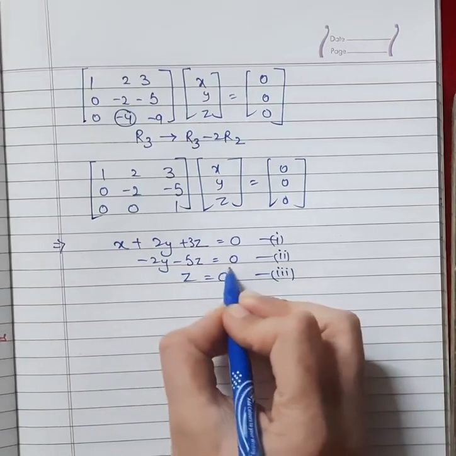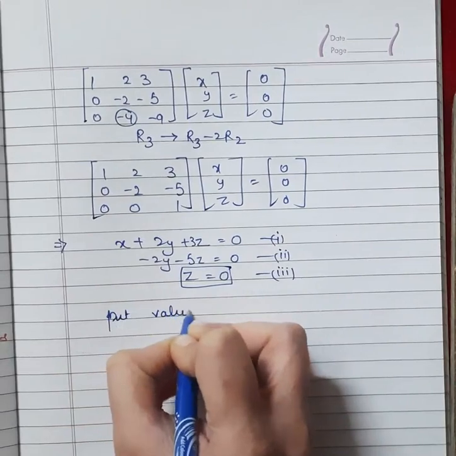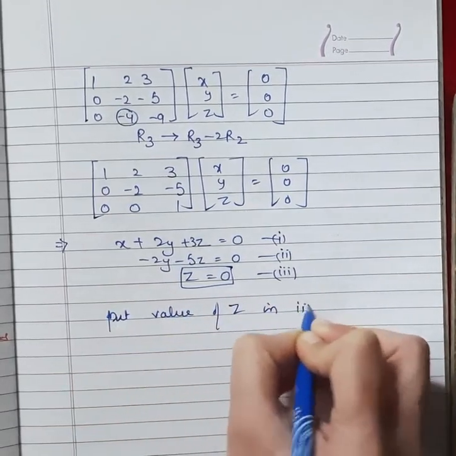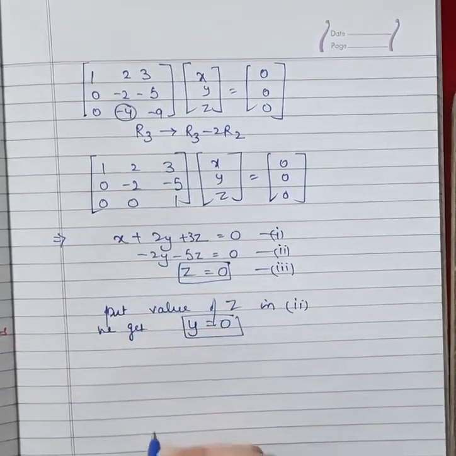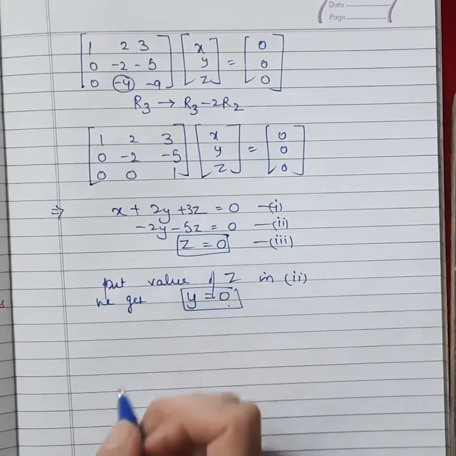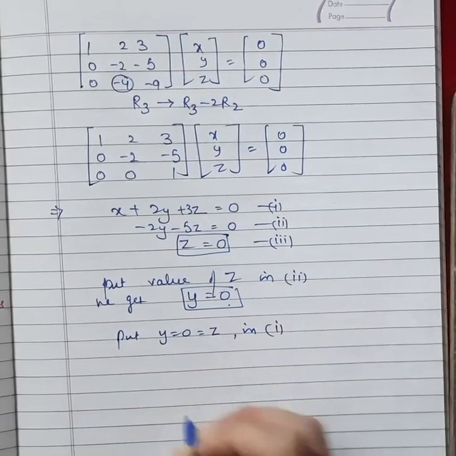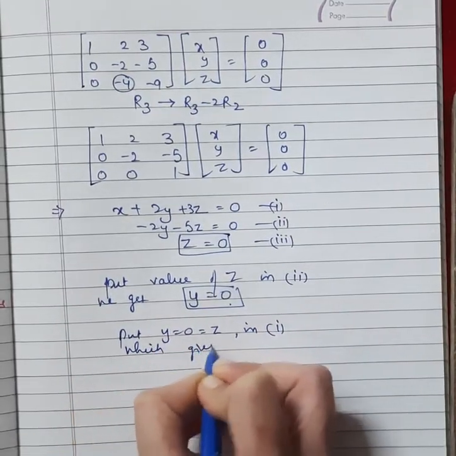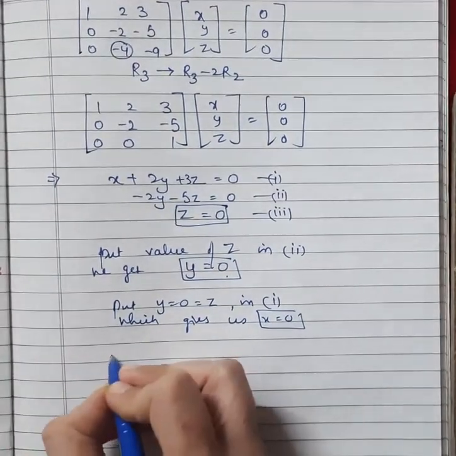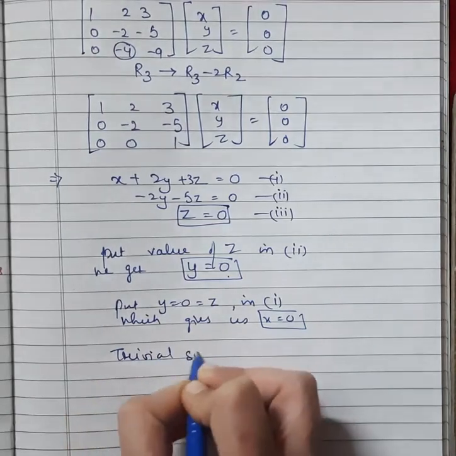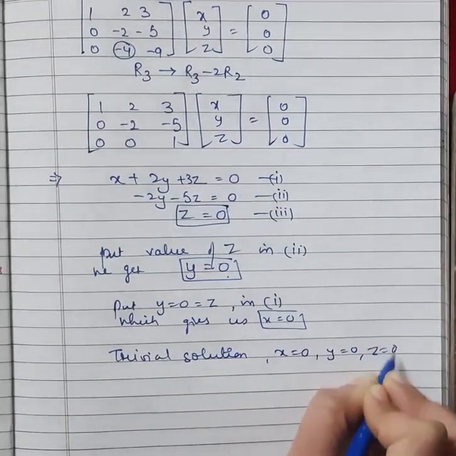Now as you can see, from equation 3 we already get z = 0. Put the value of z in equation number 2. When we put it there, we get y = 0. Now put y = 0 and z = 0 in equation number 1, which gives us x = 0. Thus the above system has only the trivial solution, which is the zero solution, that is x = 0, y = 0 and z = 0.